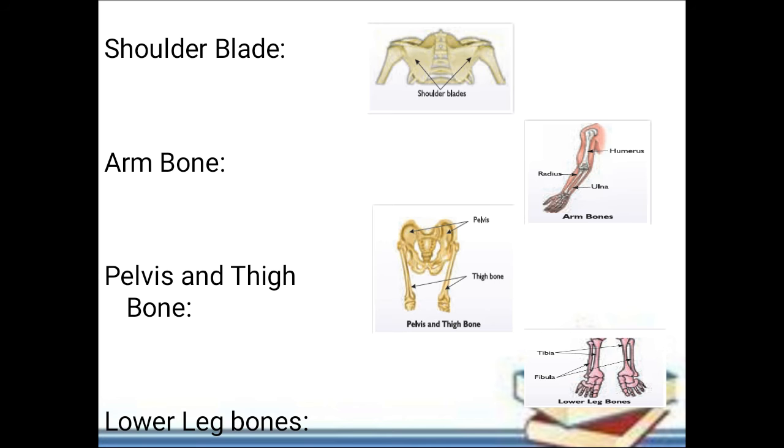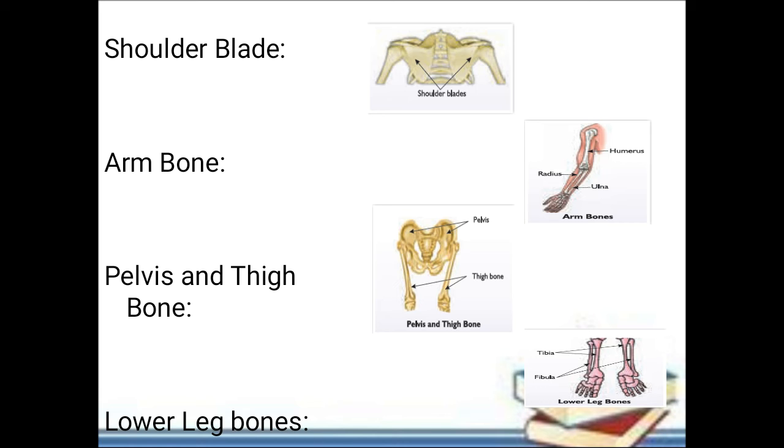And shoulder blade, it connects the collarbone and arm bone. It has a joint by which we are able to move our hand. Then arm bone, it is divided into three segments: upper arm, lower arm, and hand. Upper arm has a long single bone called humerus, and the lower arm has two bones, radius and ulna, and the hand has 27 bones.